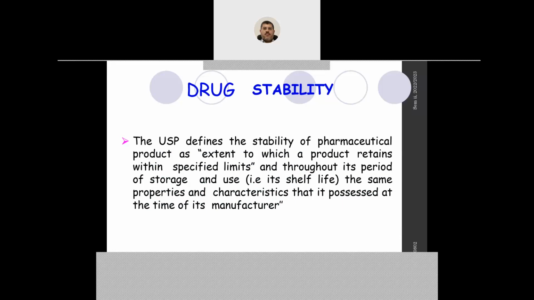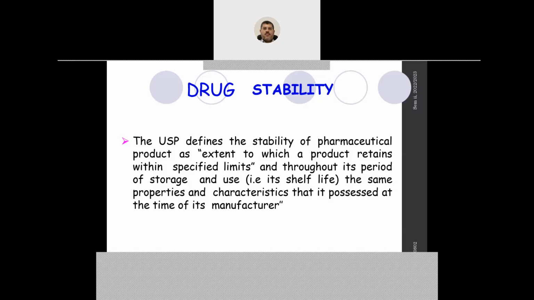As we mentioned in our previous lecture, the stability of pharmaceutical products is defined by the US as the extent to which a product retains, within specified limits and throughout its period of storage and use, which is called shelf life, the same properties and characteristics that it possessed at the time of its manufacture.